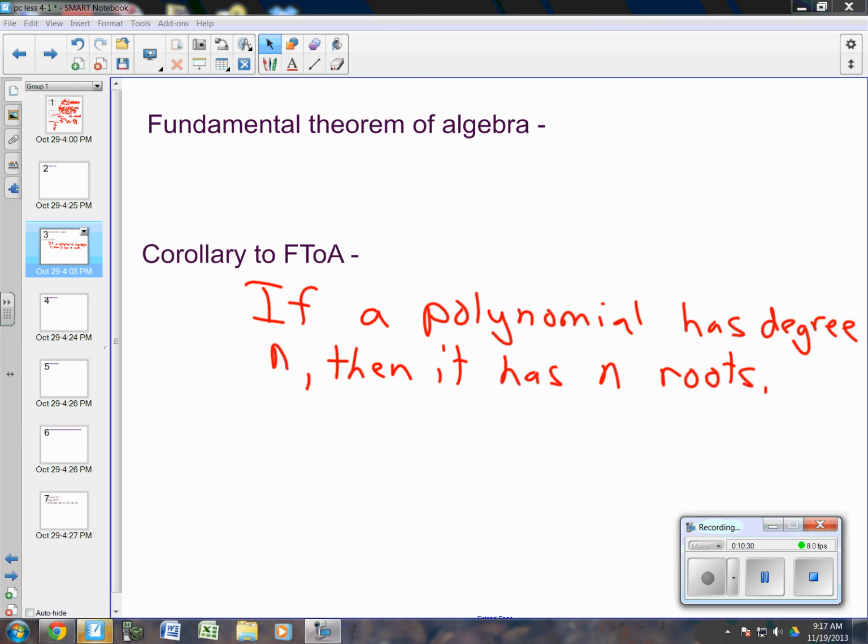Let's substitute a number in there. Dakota, what's a number we can use for n? Okay. If a polynomial has degree 5, then it has 5 roots. If a polynomial has degree 3, then it has 3 roots. If a polynomial has degree 7, it has 7 roots. What is a root? It is that, but what else is it in math?